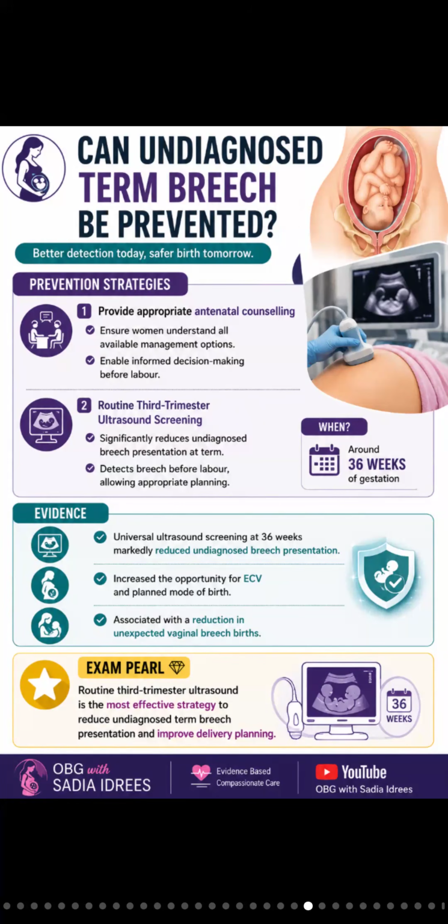And also, there is evidence that routine third trimester ultrasound screening around 36 weeks of gestation significantly reduces undiagnosed breech presentation at term. This will help ensure that the patient does not sue you, if she comes to you and says that the baby was cephalic throughout the pregnancy and now it has gone breech. So universal ultrasound screening at the 36 weeks mark reduces undiagnosed breech presentation, increases the opportunity for ECV and planned mode of birth, and is associated with a reduction in unexpected vaginal breech birth.